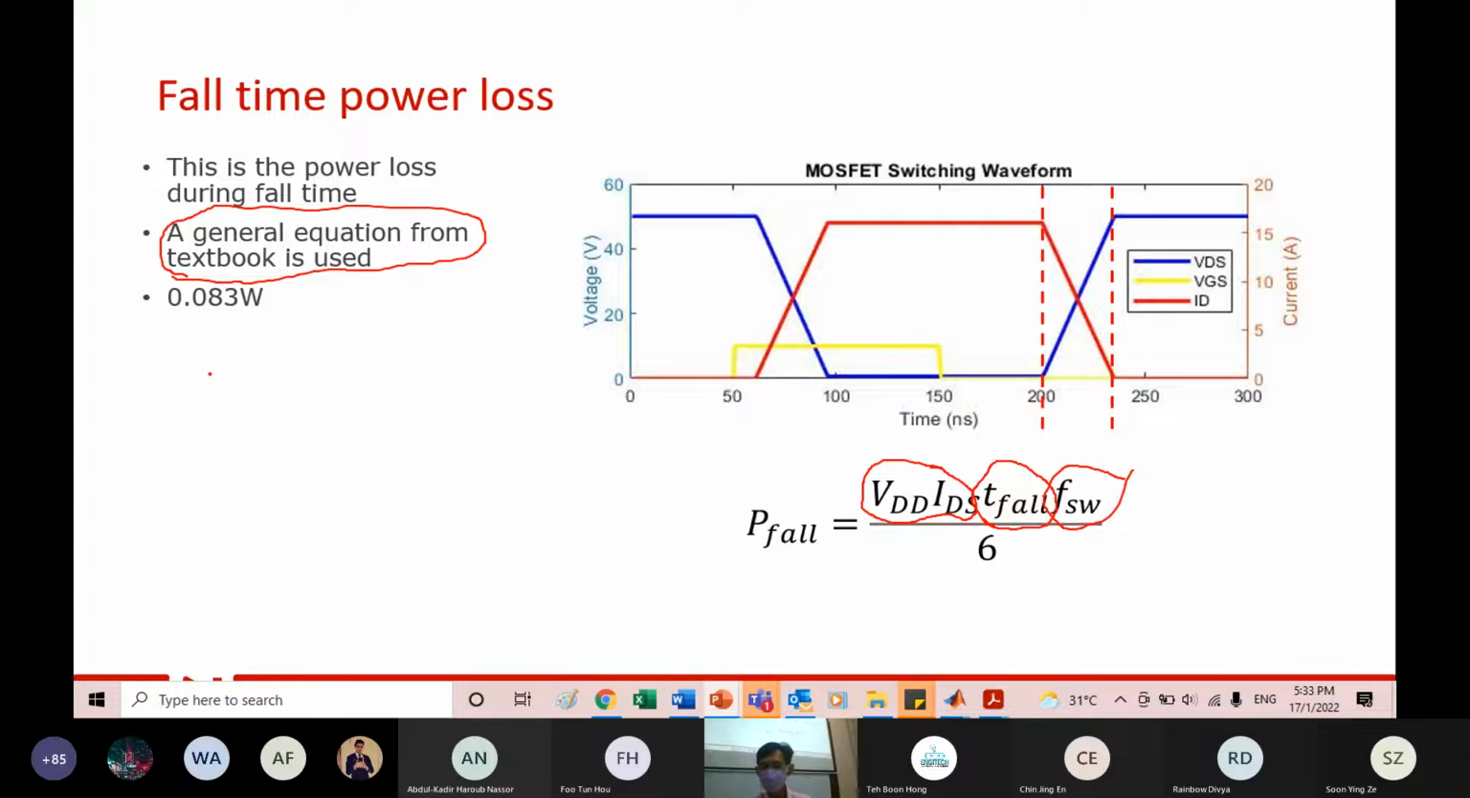So if everything is okay, you should get about 0.083 watts of losses.